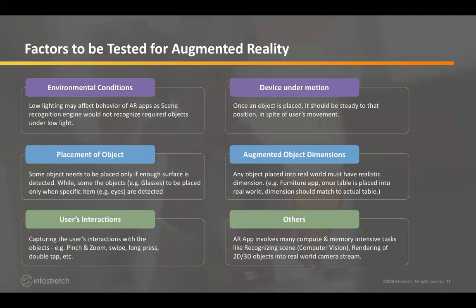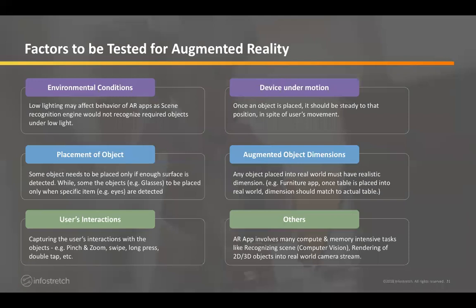Let's look at these nuances of AR applications. Starting at the top in purple, we have environmental conditions and device under motion. Low lighting affects the behavior of the application and can affect how that application senses or recognizes different elements, as well as moving around, making sure that as motion occurs and you're using the different applications, that consumer engagement experience is correct.